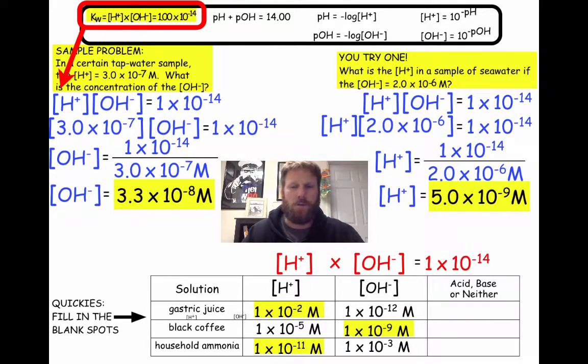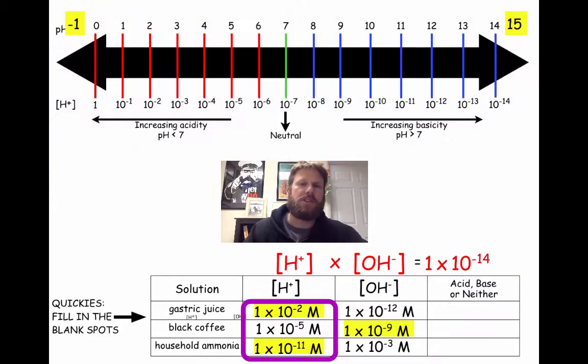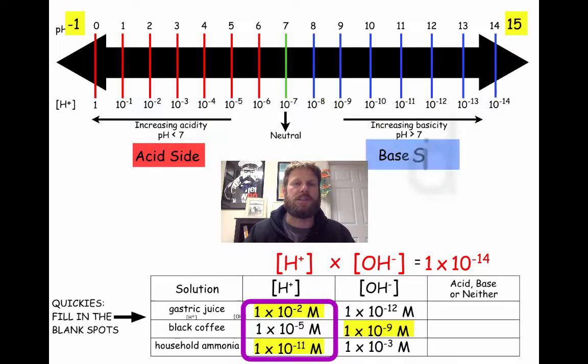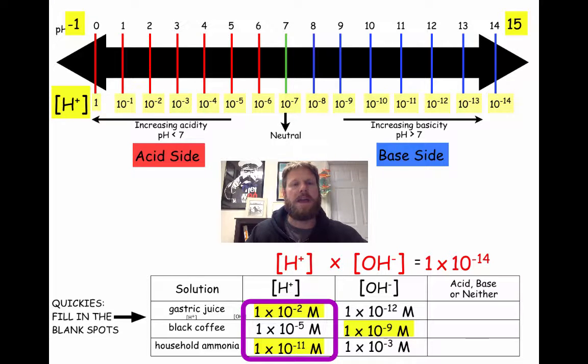Now, let's determine whether these solutions are acidic, basic, or neithers. All we have to do is look at the H plus concentration and our pH diagram. We know anything with an H plus concentration of 1 times 10 to the negative 6th is going to be acidic, whereas 1 times 10 to the negative 8th to 1 times 10 to the negative 14th is going to be basic. So we just have to find those concentrations of H plus on the table, and we can determine whether it's an acid or a base.